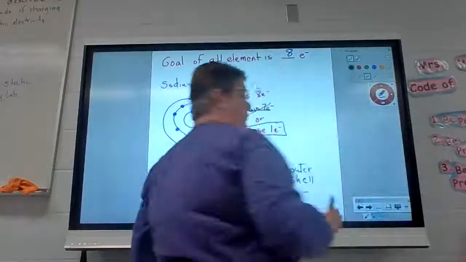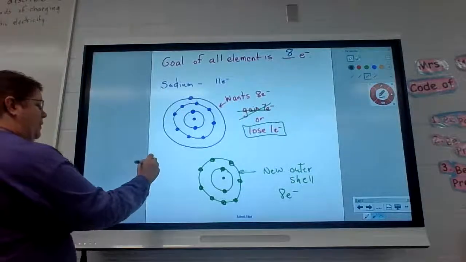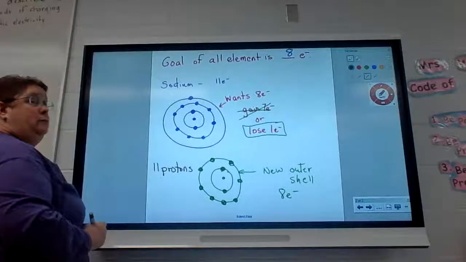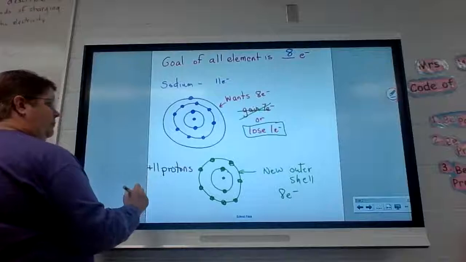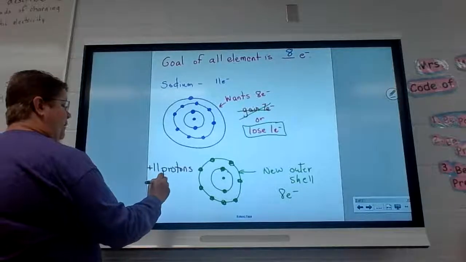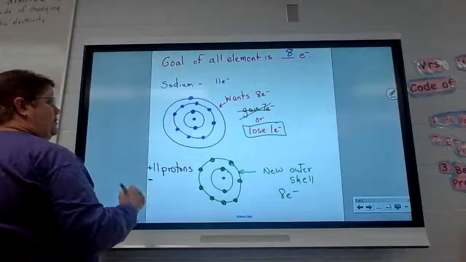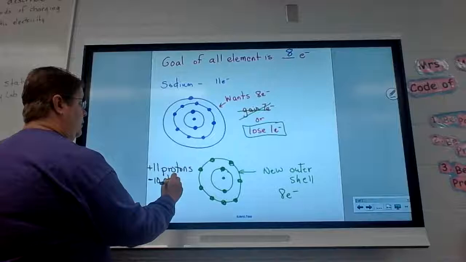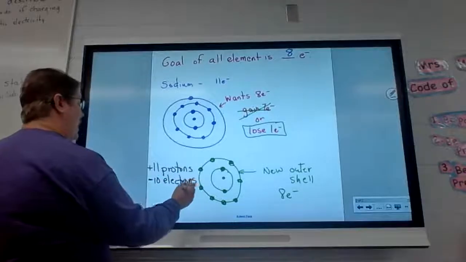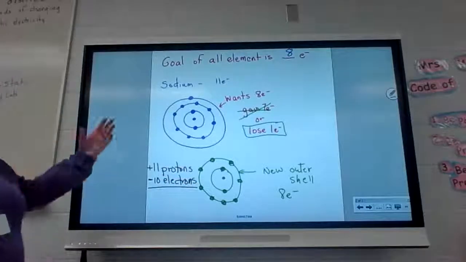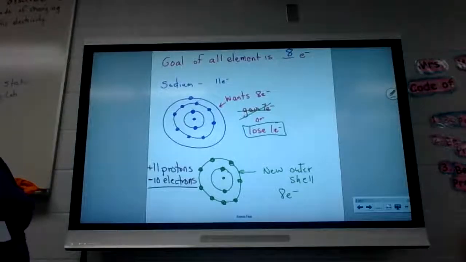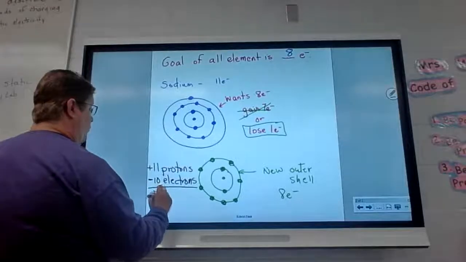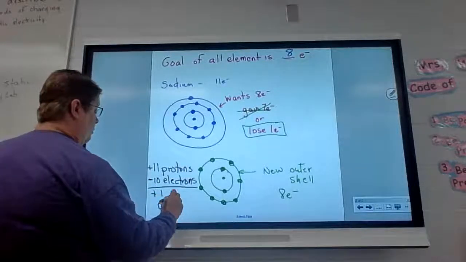If we lose one, we have 11 protons. What charge do protons have? So we have a plus 11. Electrons have what? We lost one, so instead of having 11, we have how many now? We have 10 electrons. So in math class, if you add this together, what happens if you have plus 11 and minus 10? What kind of one? A positive or a negative? You have a positive 1 oxidation number.